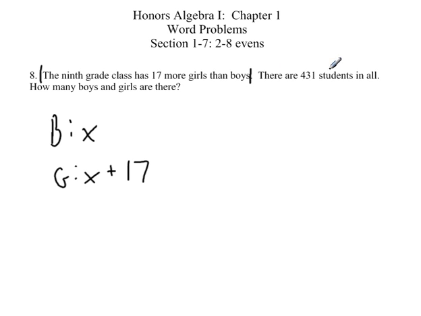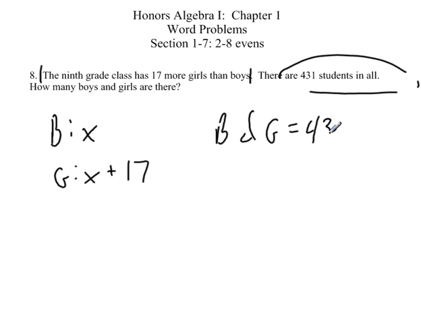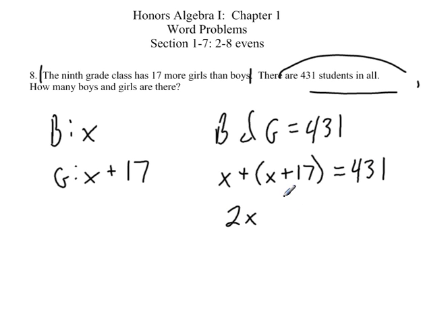Now I want to use 431 students in all to add together boys and girls. So the number of boys and the number of girls should be 431. In place of boys, put the x. In place of girls, put x plus 17 and make that equal to 431. I'm going to combine my x's. X plus x is 2x. Go ahead and subtract 17 off.